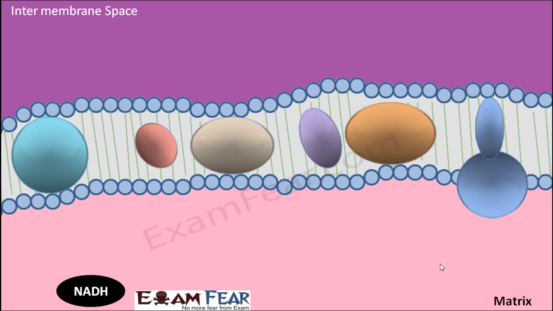ATP. So let us look at this animation. Here we have magnified the inner membrane. This is the inner membrane, this is the matrix. This pink colored area is the matrix and this is the intermembrane space. That means beyond this is the outer membrane. Clear? So this part is clear.